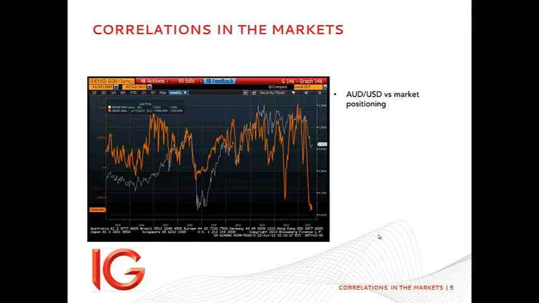The chart that I've got in front of me here is the Aussie dollar in the grey line against the global positioning that we see from hedge funds and other leveraged firms, and that's the orange line. As you can see at the moment, positioning has never been this short. These are the record short positions that we've got in the market. So we can see here a correlation between the Australian dollar and the positioning that's in the market.